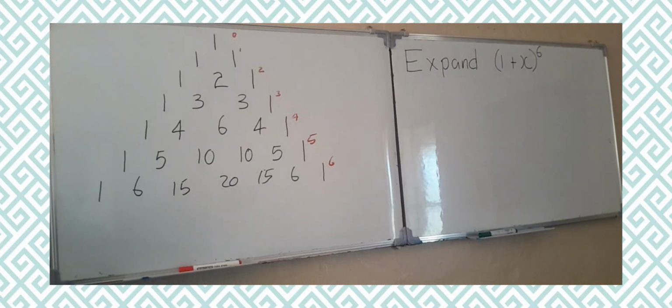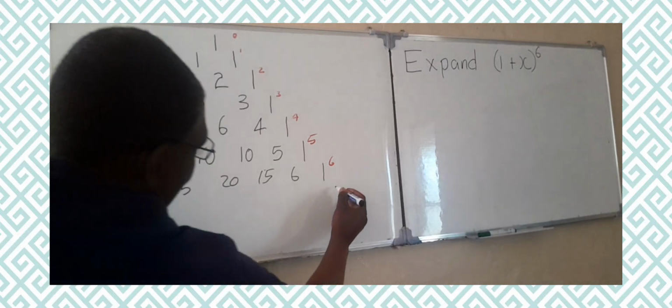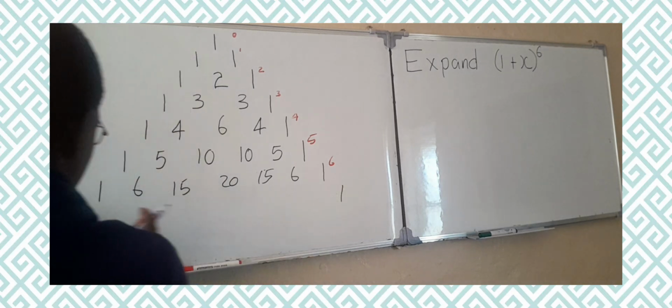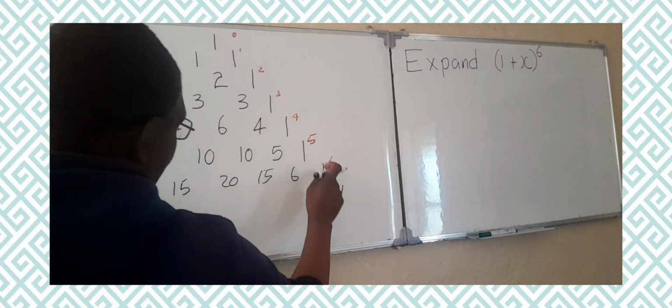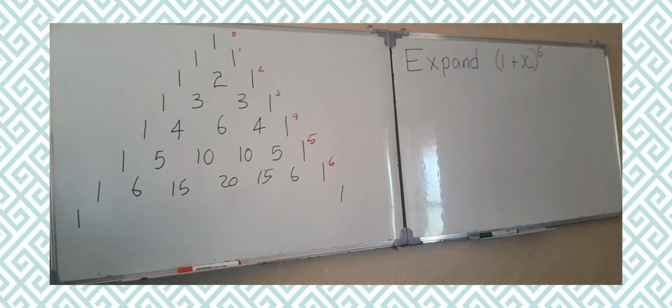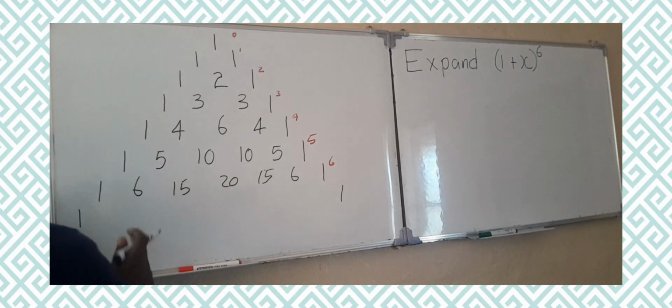Let's go to line number 7. Line number 7, again, you start with a 1 here and you put another 1 here. Always start with the 1 to the left of the 1 above it and the 1 to the right of the 1 above it. And then for the numbers in between, you take this 6 and this 1, you add them together, you get a 7.